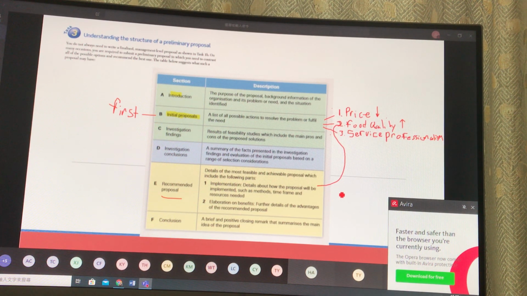Okay? So that is how a proposal works. You come up with 3 initial proposals, do an investigation, and then write a recommended proposal on which option is best. And that is what we will be doing for the exam. And then the conclusion basically just summarizes everything else that you wrote. Okay?